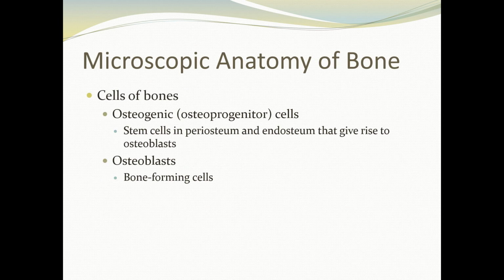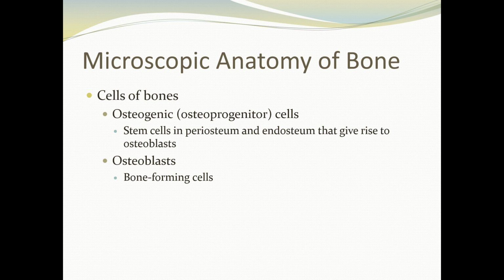Now let's look at the microscopic anatomy of the bone. Everything we've just looked at prior to this was categorized under the gross anatomy, right? The structures that you can actually see with your eyes. With the microscopic anatomy, one would need a microscope in order to view these structures. So let's start with the cells of the bone.